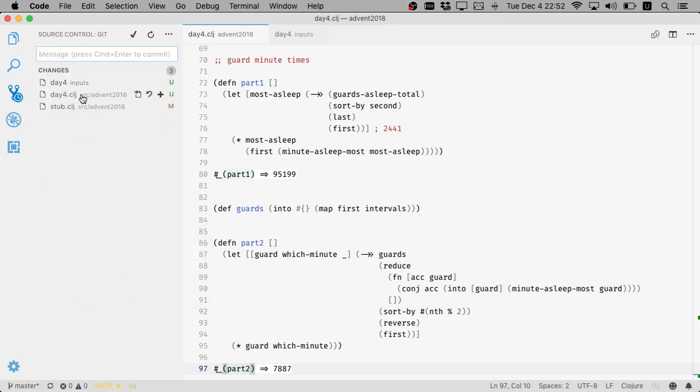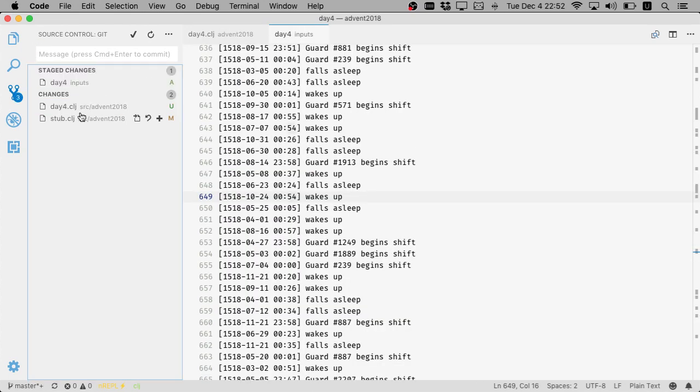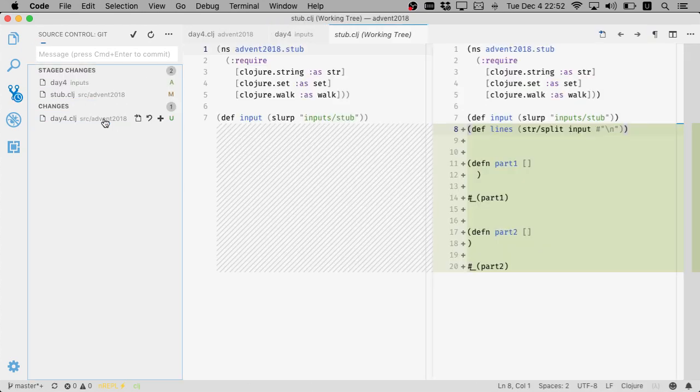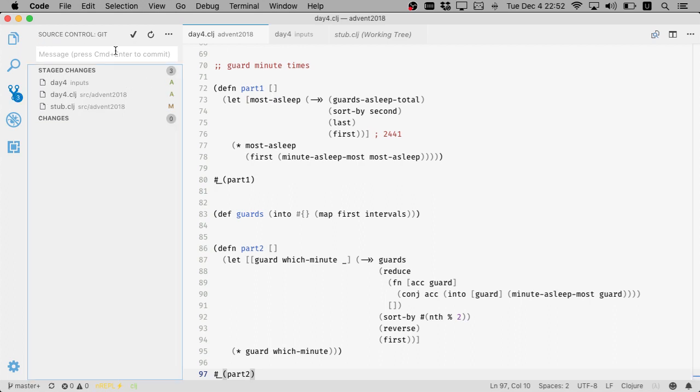Finally, after a lot of tries, let's commit it and get it over with.